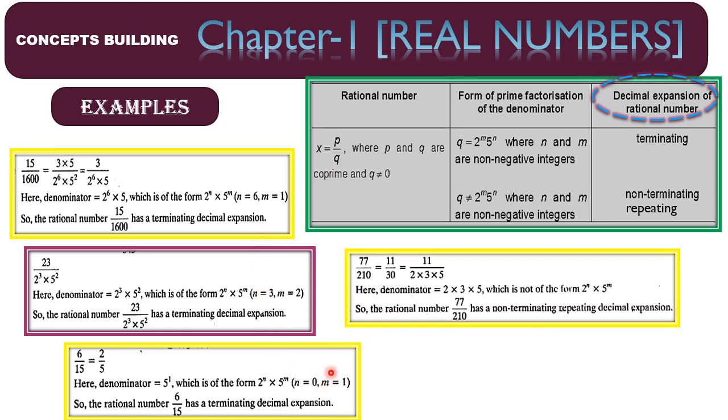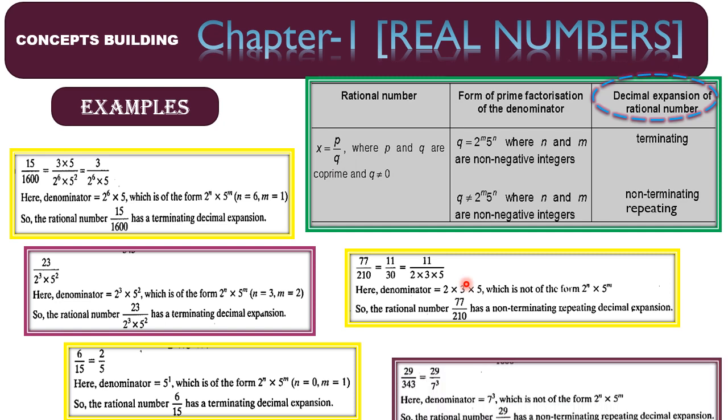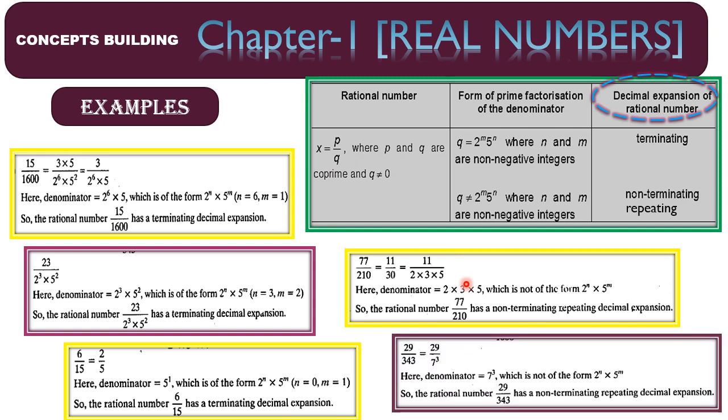Now you will see the example related to non-terminating repeating decimal expansion. Here you can observe in this number the prime factors of the denominator are 2 into 3 into 5, which is not in this form, you can observe. So it means the decimal expansion of this particular number, that is 77 upon 210, is what? Non-terminating repeating decimal expansion. Same way you can observe this example as well, and I hope this concept is also clear to you.